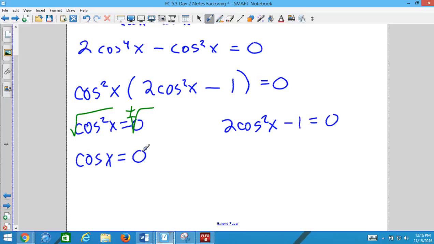On the other side though, I'll just finish this side over here. And then we already did where cosine was 0, right? We already did that. Pi over 2 and 3 pi over 2.